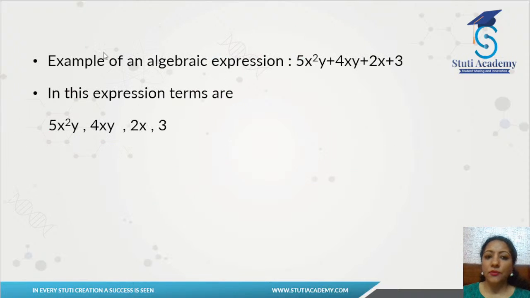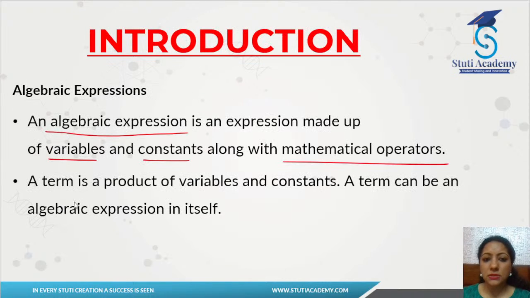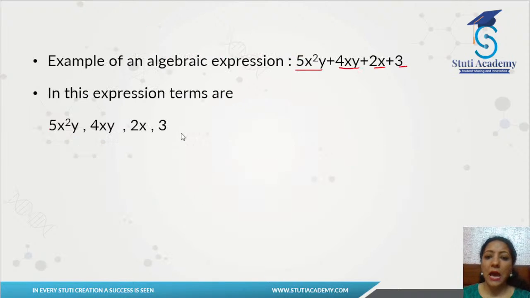Now, this means that, for example, if we have an algebraic expression 5x square y plus 4xy plus 2x plus 3, in this algebraic expression, the terms are 5x square y, 4xy, 2x and 3. Now, these terms are products of variables and constants. And a term can be an algebraic expression itself. That means I can also consider this as an algebraic expression.